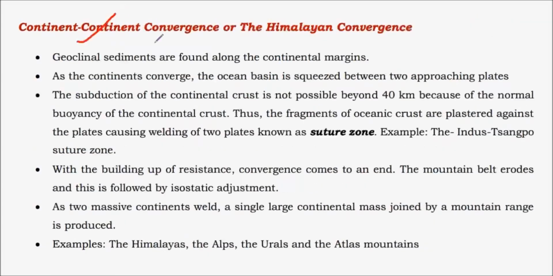The other one is continent convergence. One good example is the Himalayan convergence, where the Indian plate, which is a continental plate, has plunged below the Asian plate, which is also a continental plate. But the Indian plate, being quite denser, has plunged below this plate, leading to the upthrust of the Asiatic plate, giving rise to the Himalayas. And mountains such as the Alps, Urals, etc. are produced due to this kind of convergence.